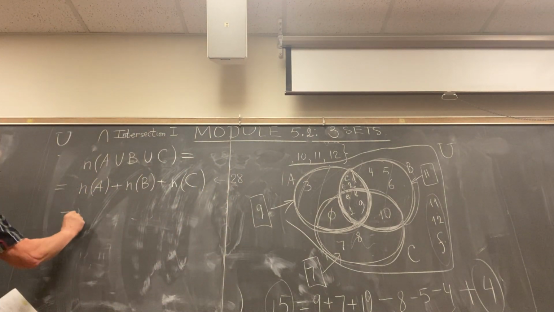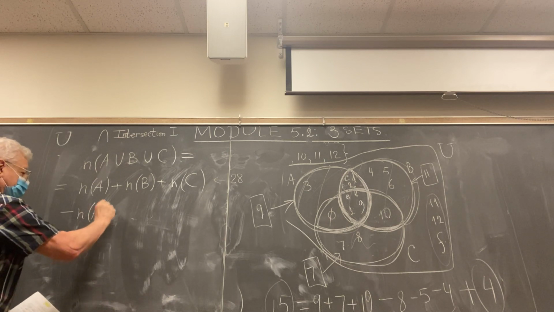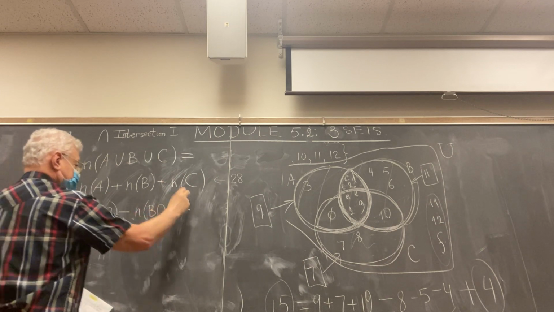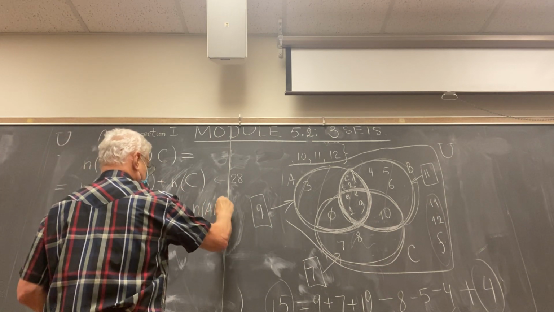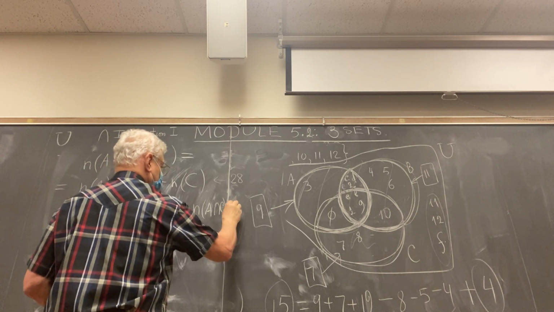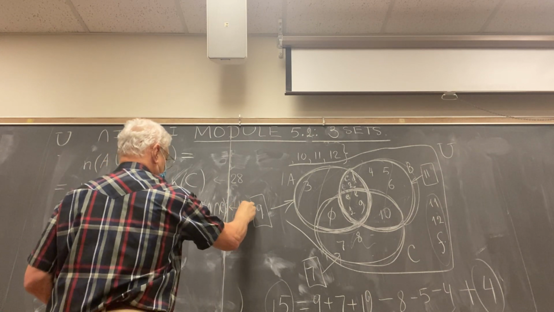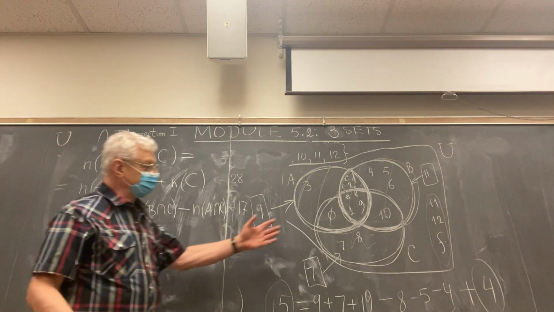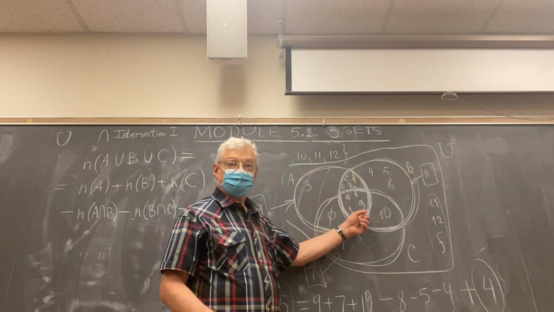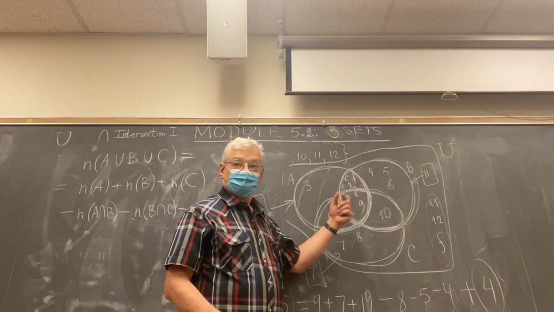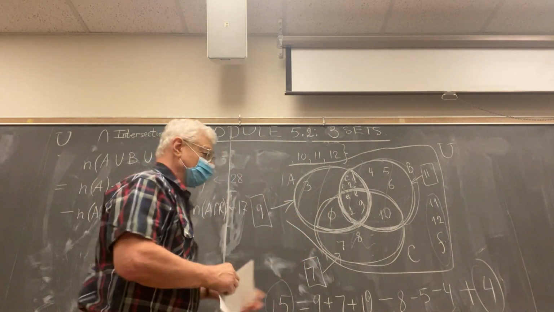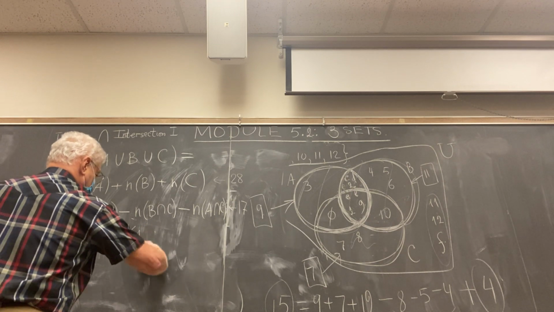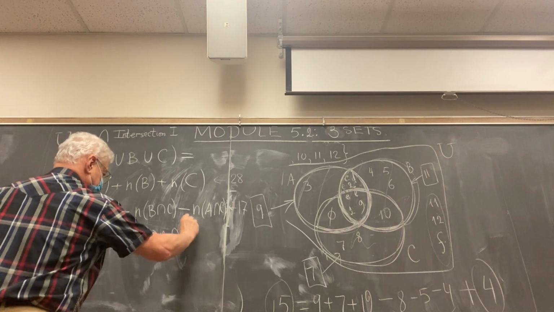So we subtract n of A intersection B, subtract n of B intersection C, and also n of A intersection C. And that gives us how many? 17. So we subtract 17, we get 11. And you see, when we subtract, we subtracted the middle part 3 times, but we have to subtract only 2 times. That's why 1 time we have to add. In the end, you have to add A intersection B intersection C.